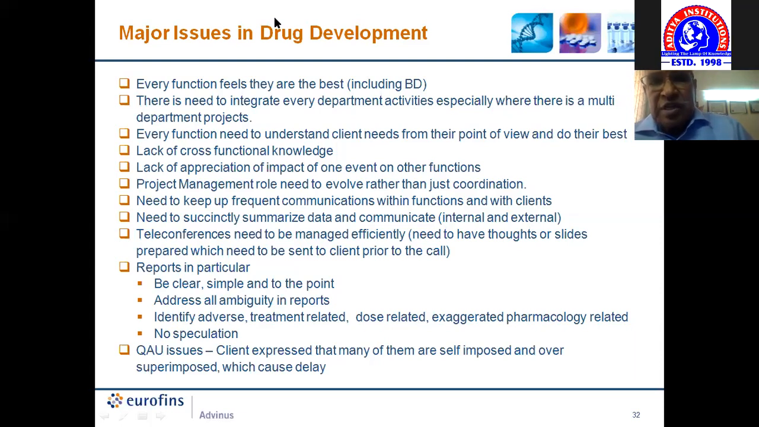So there is a need to integrate every departmental activity to make sure multi-departmental coordination happens, review happens, discussion happens, argument happens, and finally you come up with a decision which makes scientific sense, not human sense. And it doesn't matter who is right or who is wrong. Every function needs to understand there is their point of view. These are all the things I listed here, not important for me to go over every one of them. Very important is that a thorough, very objective discussion must happen during development. Next slide, please.